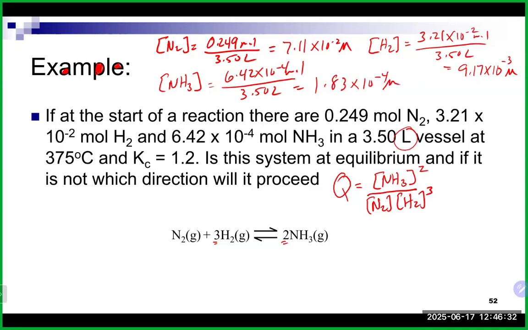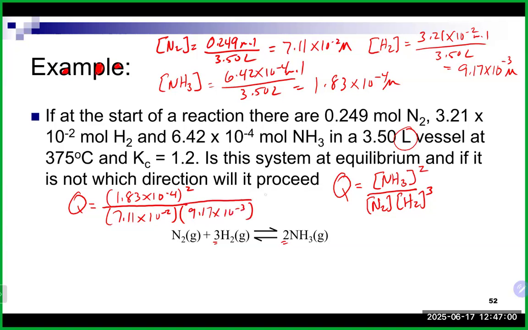Now that we have the concentrations of everybody, we can plug it into our Q. And our Q in this case would equal our NH3, 1.83 times 10 to the minus 4. Once again, we do need to square it, divided by our N2, which is 7.11 times 10 to the minus 2, times our H2, which is 9.17 times 10 to the minus 3. And again here, because of the coefficient there, we do need to cube it.